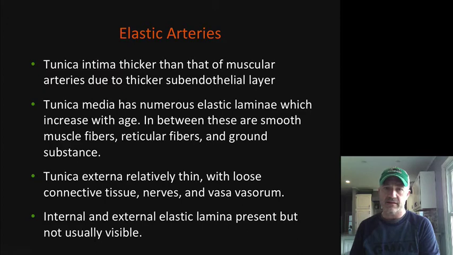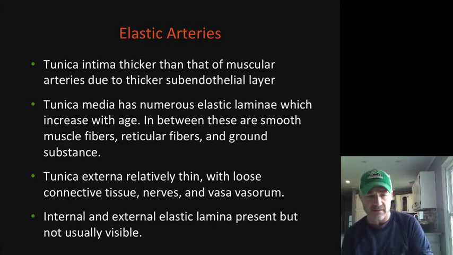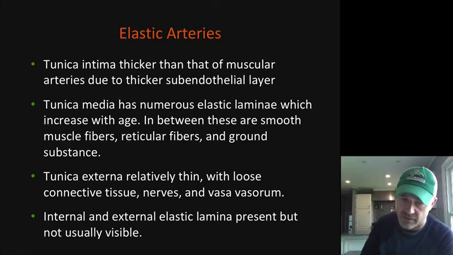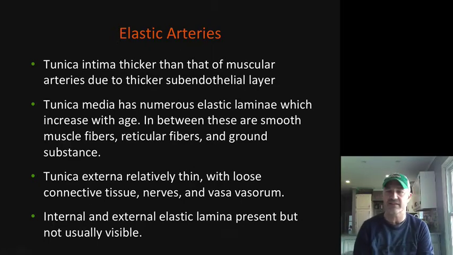And again, on these elastic arteries, tunica intima is a little bit thicker than the muscular arteries because it has a bigger subendothelial layer, more connective tissue in it. A lot more elastic in that tunica media. Still some smooth muscle there, but more elastic. And then again, tunica externa is thin, with a decent amount of vasa vasorum in there, and you do have these elastic lamina, but you just can't see them.